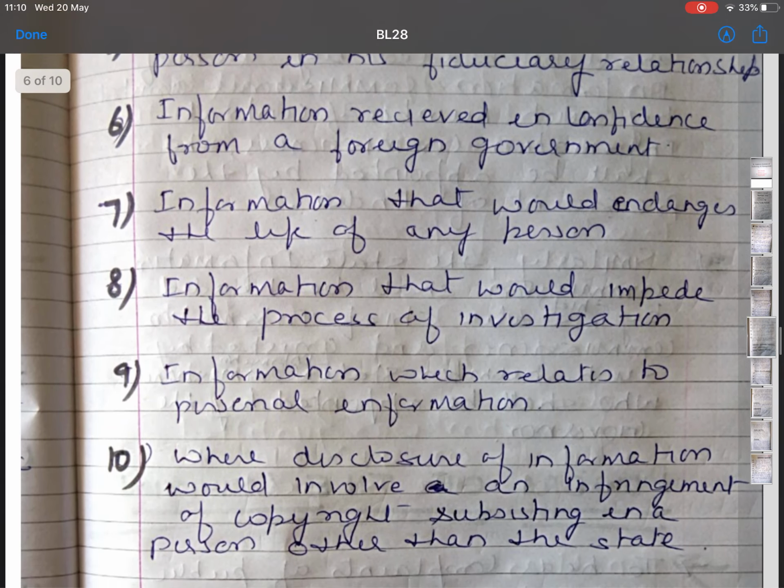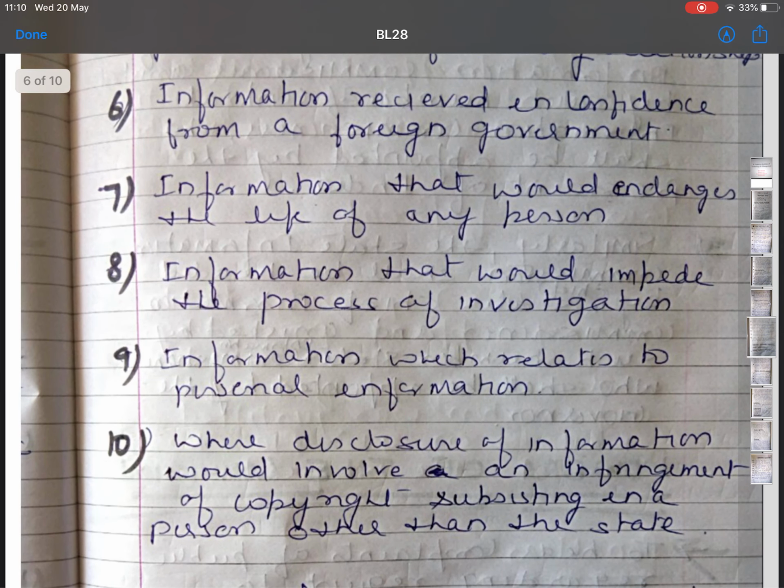Information that would impede the process of investigation. Next one is information which relates to personal information, the disclosure of which has no relationship to any activity or interest, or which would cause unwarranted invasion of privacy of the individual. This type of information or personal nature information cannot be disclosed to other person.